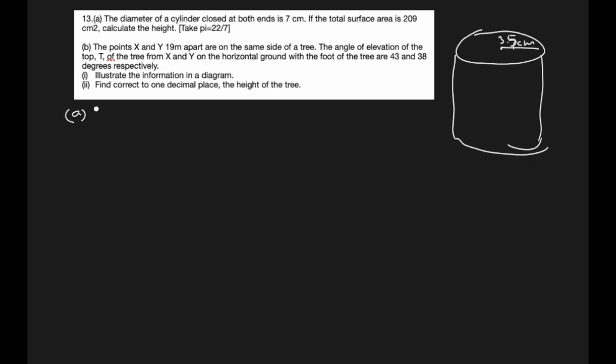So the total surface area of a cylinder is 2 pi r times (r plus h), and it will be 2 pi, in place of pi we'll write 22 over 7, times radius is 3.5 and then 3.5 plus h, and this is 209 centimeter square. Okay, calculate the height. We have to find height.